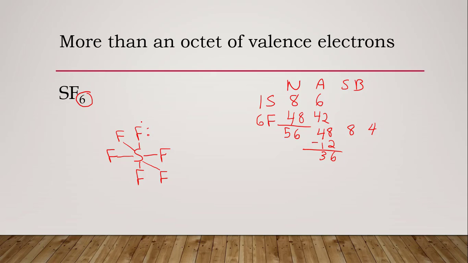We count them out, 1, 2, 3, and so on up to 36. We've used them all up. Nothing else left. So this is the correct drawing.